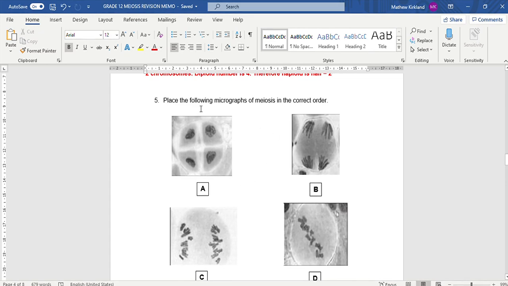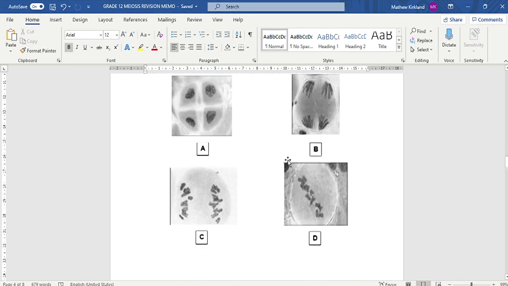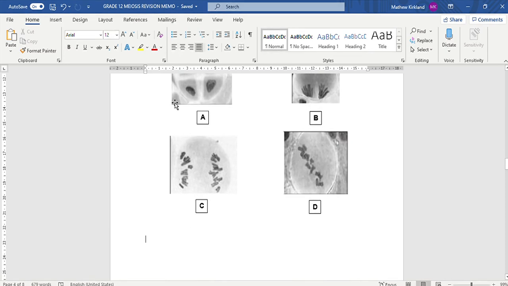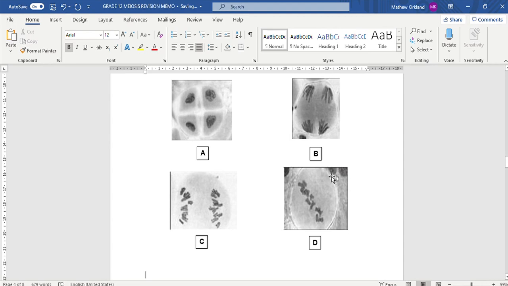Right. Micrographs. Place the following micrographs of meiosis in the correct order. Wow, okay, now we get to some really nice applied stuff here. So, you're having to do 2 things at once. A, you are having to identify the phases that are being shown in these images, and then B, to put them in the correct order. So, first of all, let's try and identify which cell or what phase is happening in each cell. So you've got A, B, C, and D.